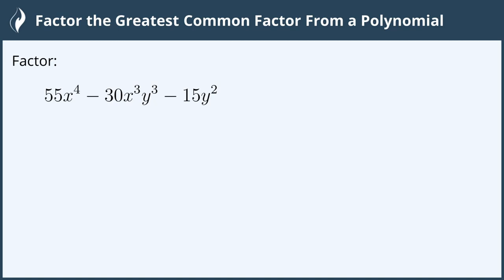Hi everyone! In this video we will factor the greatest common factor from a polynomial. Factor 55x to the fourth minus 30x to the third y to the third minus 15y squared.